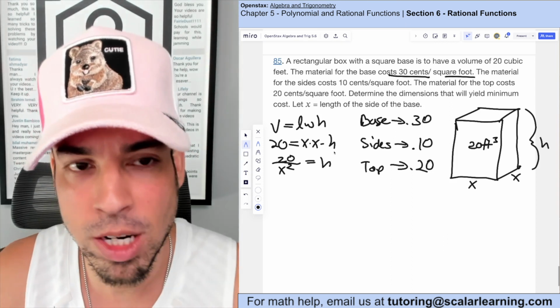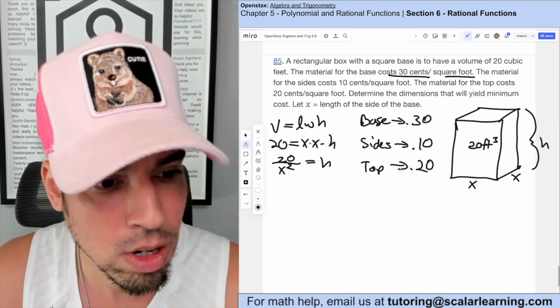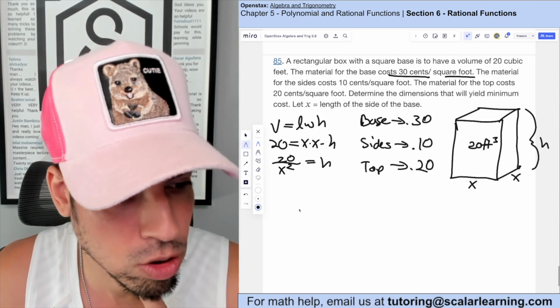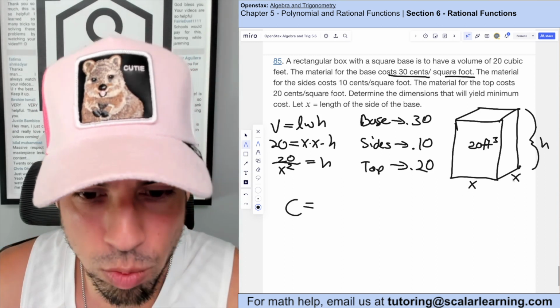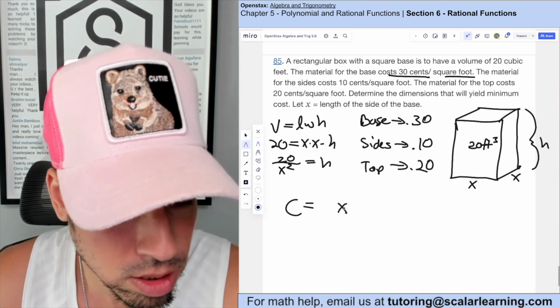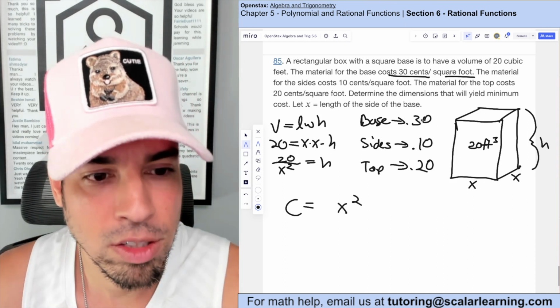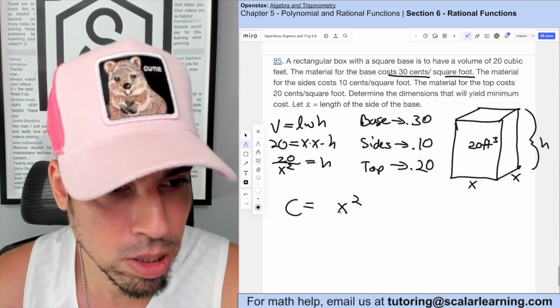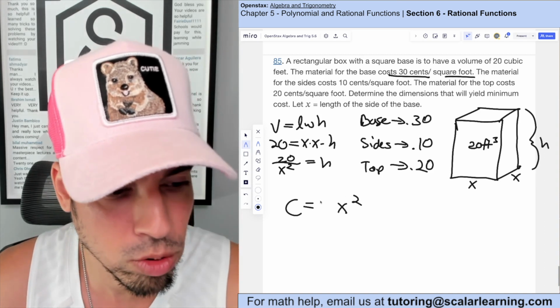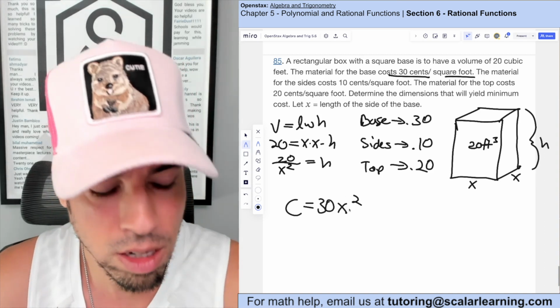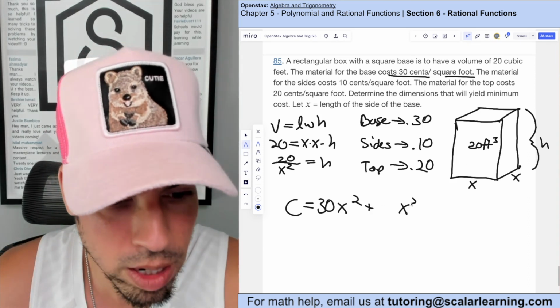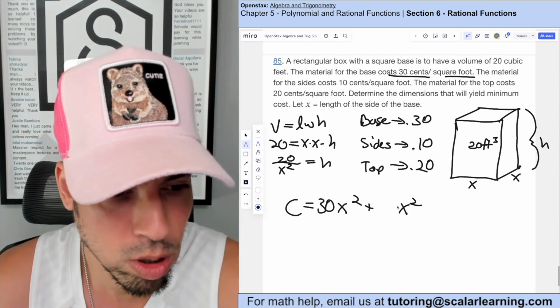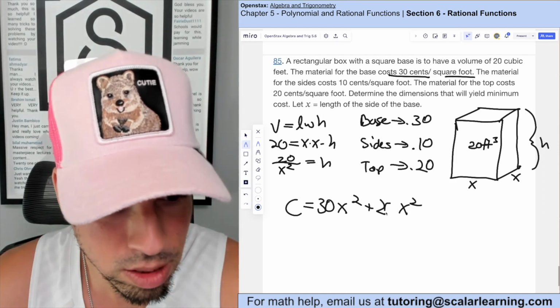Now we have enough information to come up with a nice cost function. So cost equals the base, which is the bottom, x times x, that's x squared. And it said it's 30 cents per square foot. So if I do this in cents, I can say 30 times x squared plus the top, which is also x squared, the same. It's a square box, and that's going to be 20 cents.